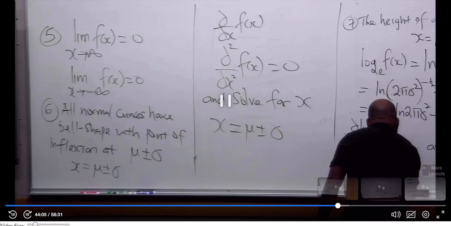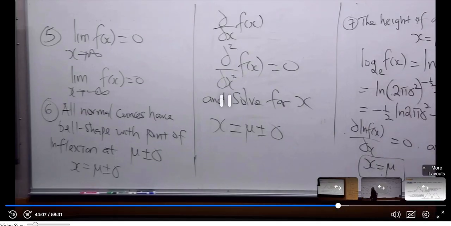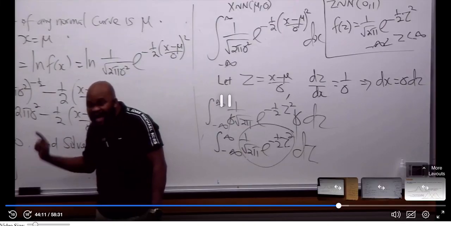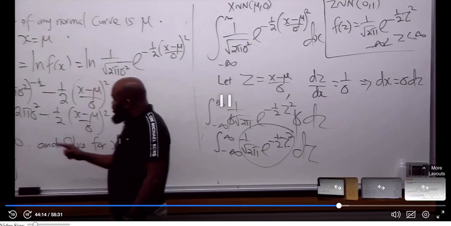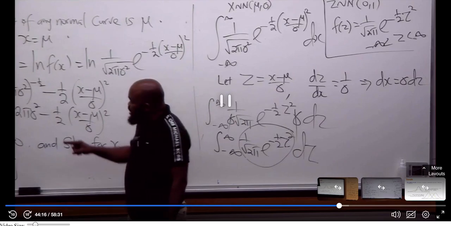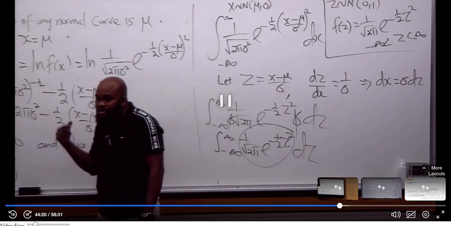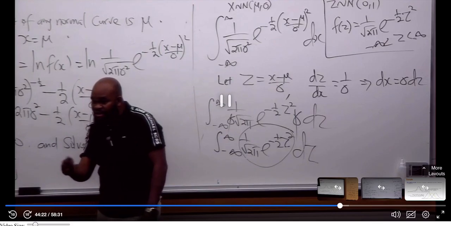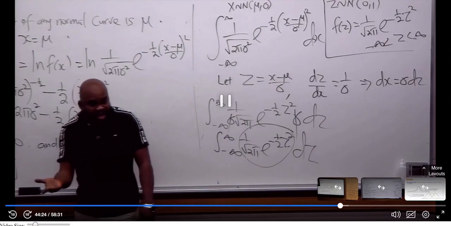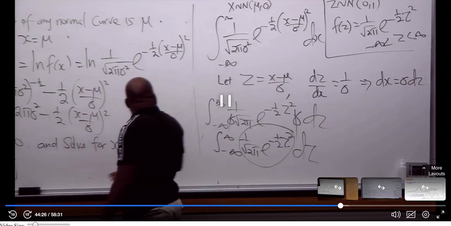If you really want to see whether this is a local maximum, then you differentiate again. When you differentiate again, your expression should be negative. When the second derivative is less than 0, that's a maximum, right?